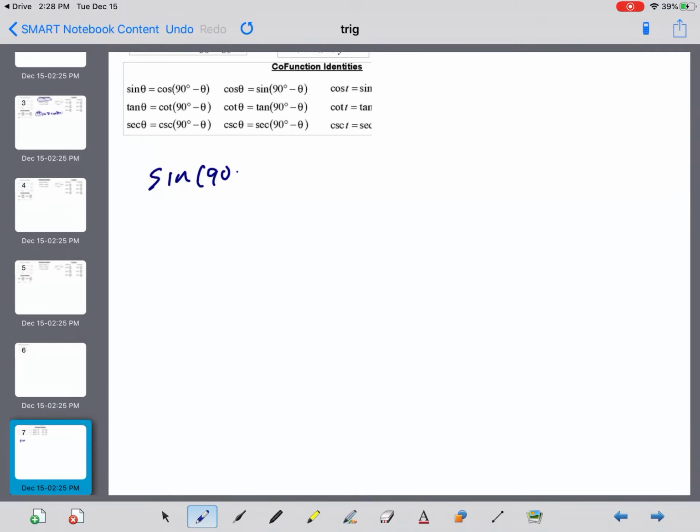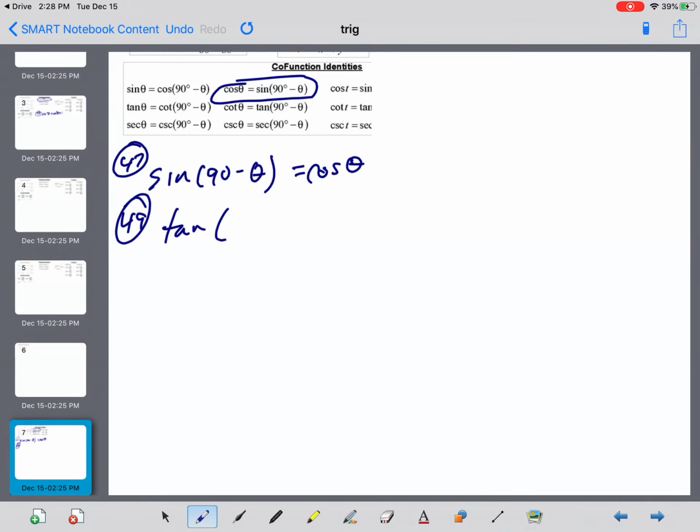47 starts with 90 minus theta. It says sine 90 minus theta, and you just got to find something that matches it. Sine 90 minus theta is right there, is equal to cosine theta. That's 47. For 49, it says tangent 90 minus theta. So you got so many little references in trigonometry. You just got to find the reference that helps you the best. Tangent 90 minus theta is right here, cotangent theta.